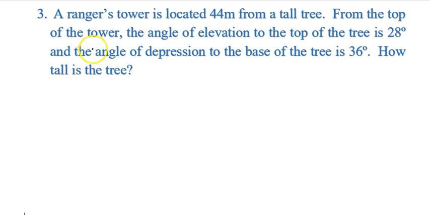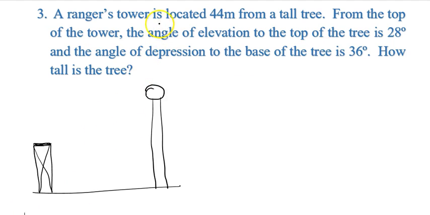Example 3, we have a ranger's tower located 44 meters from a tall tree. From the top of the tower, the angle of elevation to the top of the tree is 28 degrees, and the angle of depression to the base of the tree is 36 degrees. How tall is the tree? Okay, so we'll start with the first part of the picture. You have a ranger's tower located 44 meters from a tall tree. So I have my tower over here. It looks like a big tooth. And my tall tree here, and they're 44 meters apart.